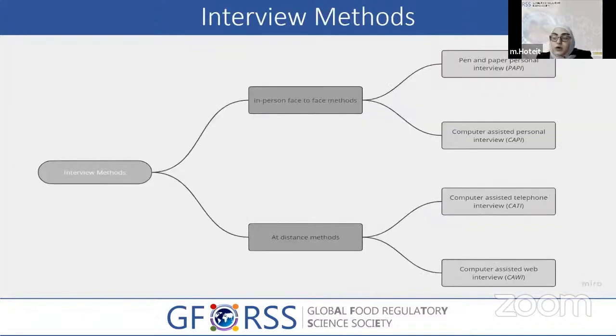We know very well, concerning the interview method, that surveys can be presented to participants in a variety of ways. This includes two types: the in-person, face-to-face method, and the at-distance method. These are divided into four: the pen and paper personal interview, the computer-assisted personal interview, the computer-assisted telephone interview, and the web one. The best one is for sure a direct interview with the participant, and specifically the pen and paper personal interview.